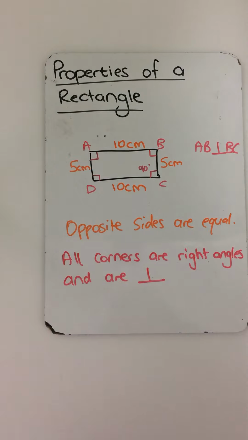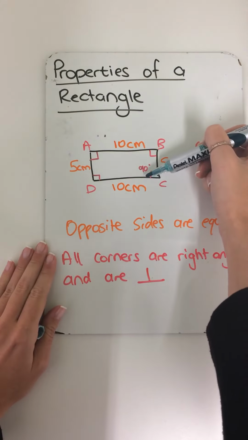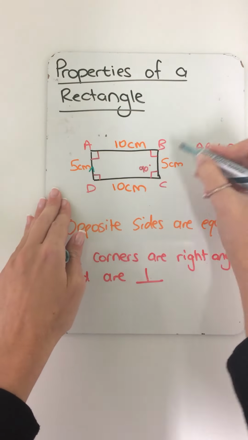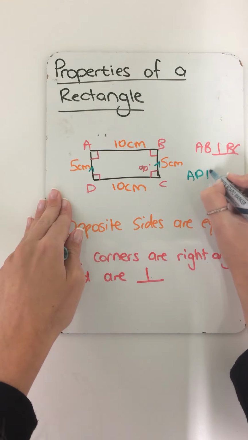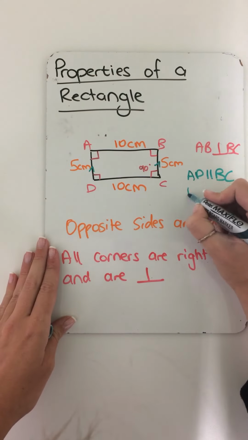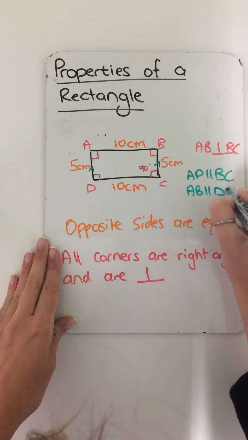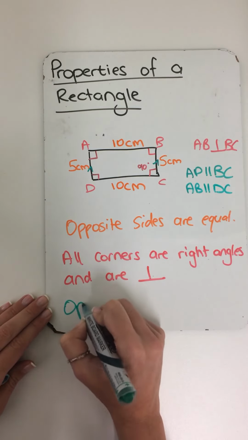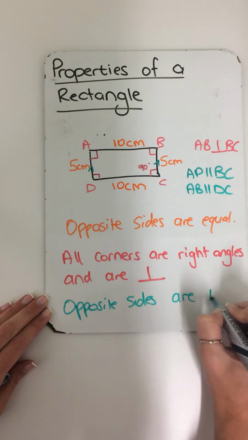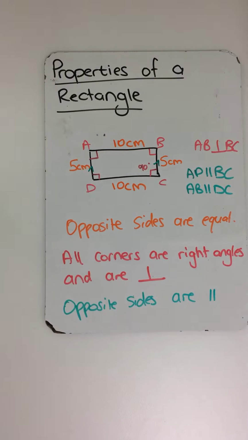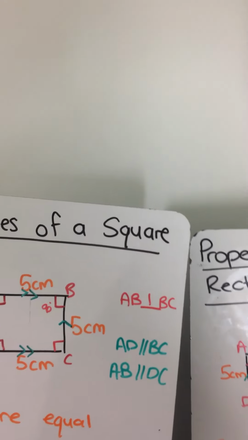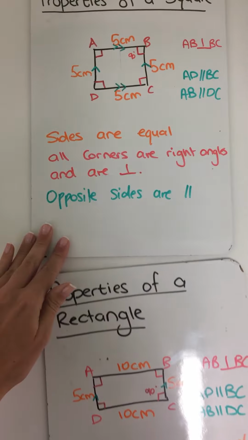Then with the rectangle, the same as the square, the opposite sides are parallel to each other. So AD and BC are parallel to each other. AD is parallel to BC, and AB is parallel to DC. So therefore, the opposite sides are parallel. So you will notice that squares and rectangles share many of the same characteristics, right?